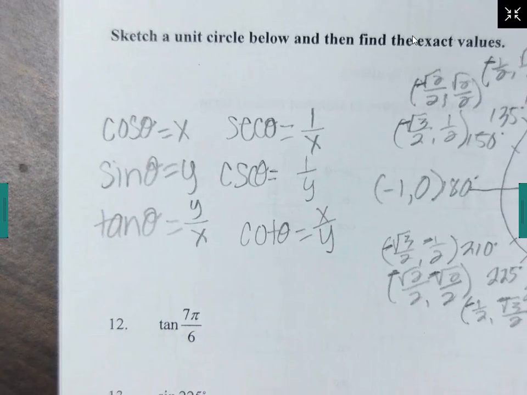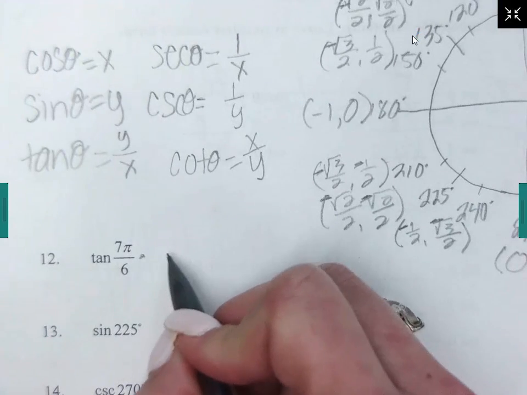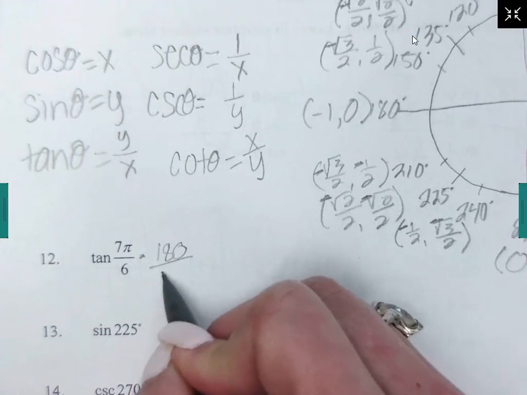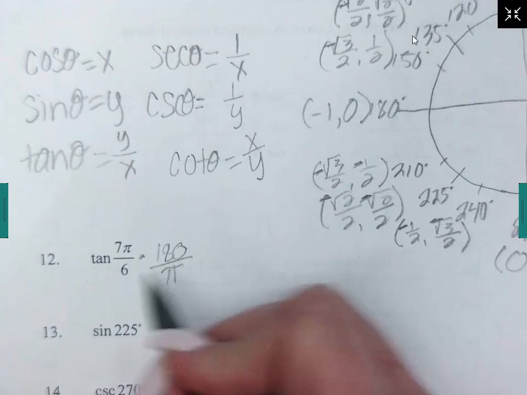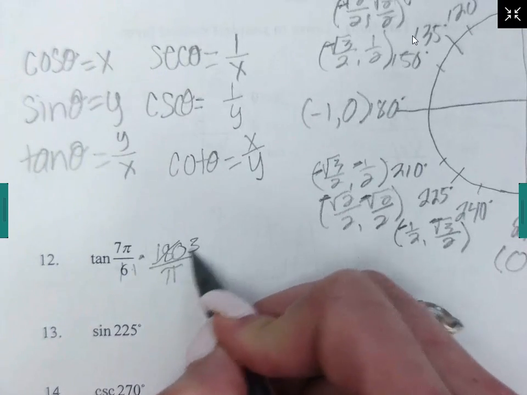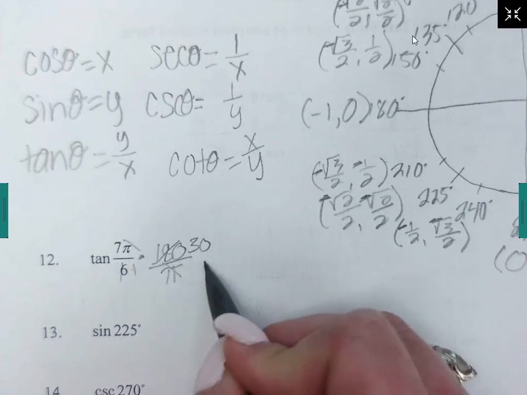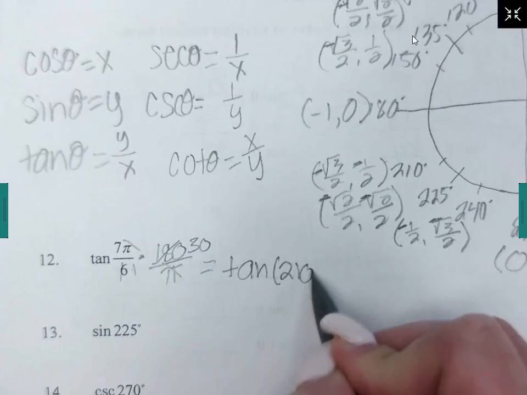All right, so on number 12, it tells us the tan of 7 pi over 6. So some of us remember where 7 pi over 6 is, and some of us don't. For those of us who don't, we can just easily convert this to degrees by multiplying 7 pi over 6 times what? 180 divided by pi, and you can put that in your calculator, or you can reduce it yourself. If we reduce it ourselves, we divide by 6, we'll get 1 here and 30 here. Our pi's also cancel out, so this is the same as the tangent of 210 degrees.